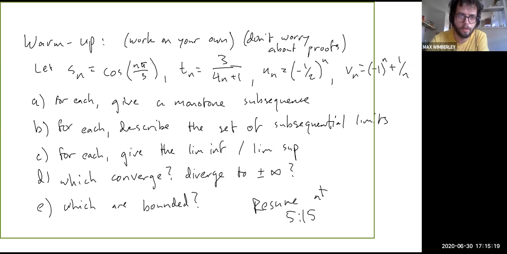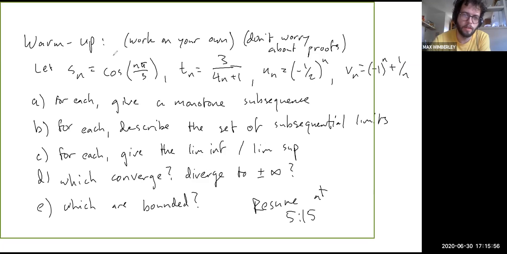Okay, so let's go ahead and just go over this. For the first part here, we want a monotone subsequence from each of these sequences. The first sequence here just oscillates between a few different values. At n equals 1, you get 1/2, and so it's 1/2, -1/2, 1, and then -1/2, 1/2, 1, and so on. So it only ever goes between these four different values.